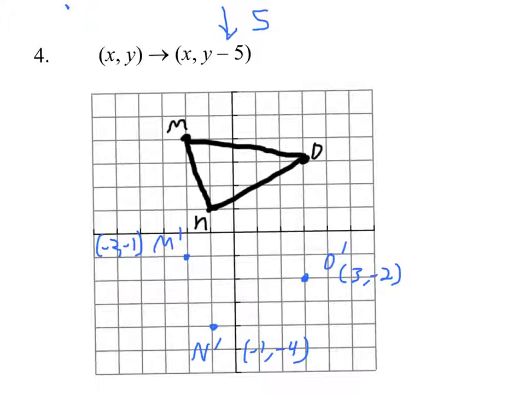Remember, when you name the coordinates, you always want to start at the origin. So to get to N prime from the origin, we have to go left 1 and down 4. So that's why its points are negative 1, negative 4. And then we'll connect that with a dotted or dashed line. And you see we have our new shape, just moved down 5.